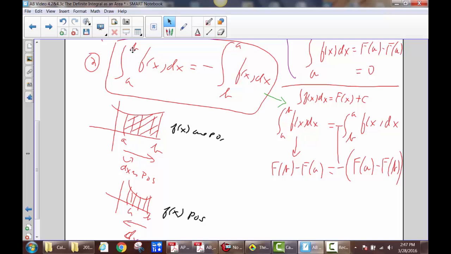If you're going from A to B, your dx's, you're going to be adding a number each time to get from the left to the next one to the right. Meaning you're moving to the right, so your dx's will be positive. On the other hand, if you're moving to the left, if you're going from B to A, then obviously your dx's are going to be negative because you'd have to subtract to get to the next thing.